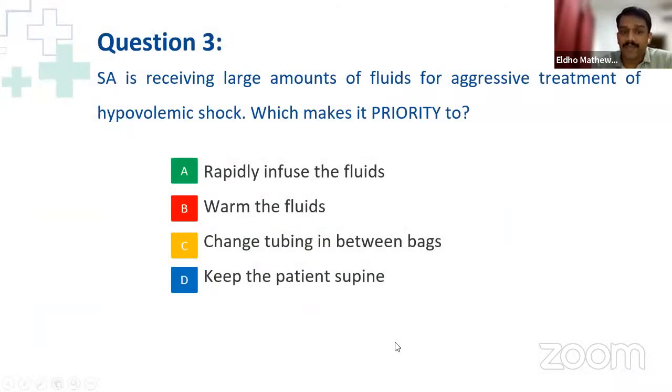So SA is receiving a large amount of fluids for aggressive treatment of hypovolemic shock, which makes it a priority. The options are: rapidly infuse the fluid, warm the fluid, change tubing in between bags, keep the patient supine. So we have to ensure the warming of fluid.